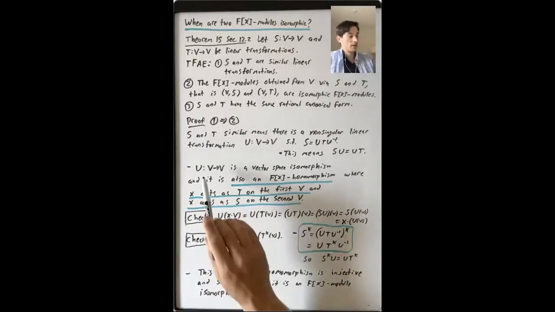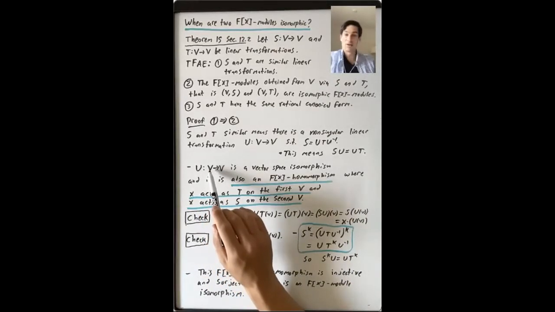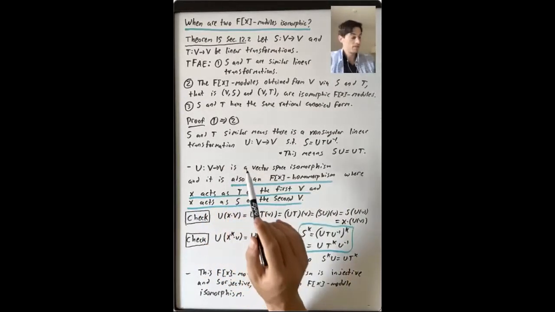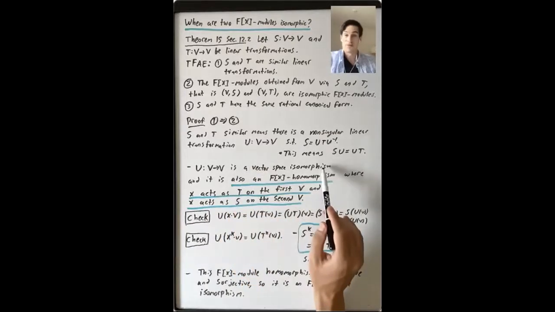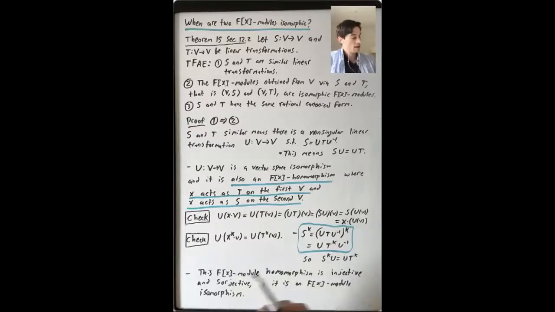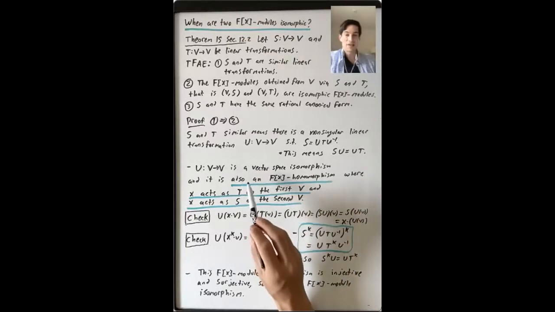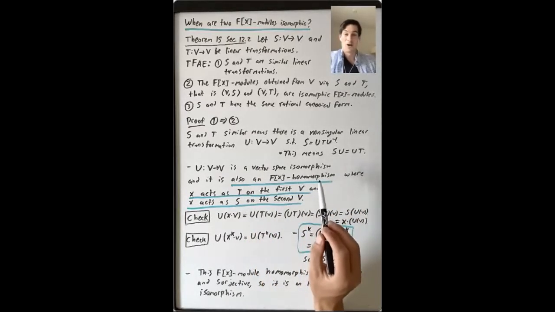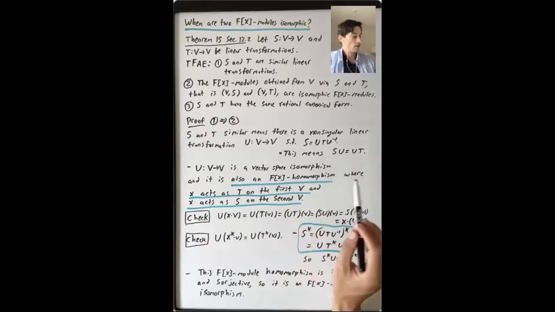So U is a non-singular linear transformation from V to itself. That's a vector space isomorphism. So that's one of the equivalent things that we proved talking about linear transformations. And what we're going to show is that it's also an F[x] module homomorphism. Well, we have to say what that means.